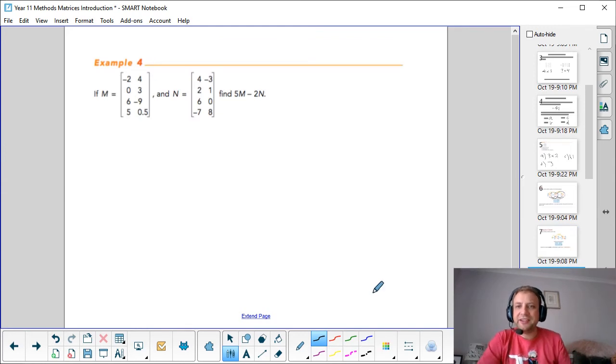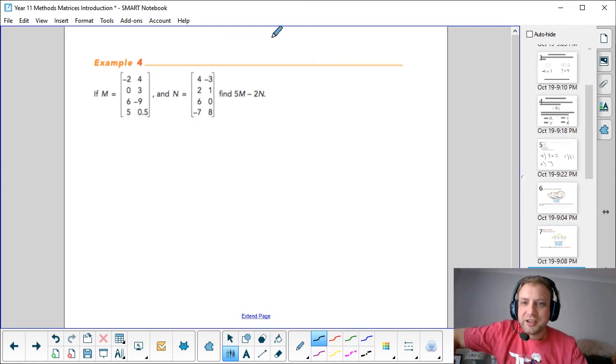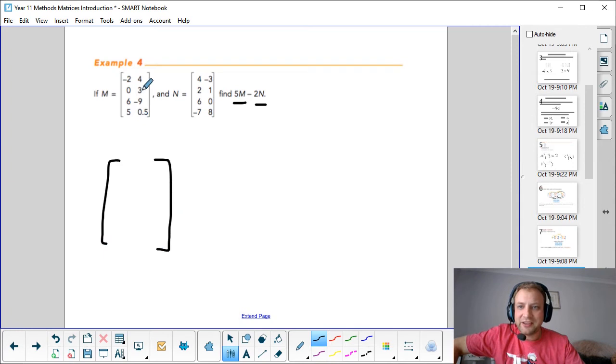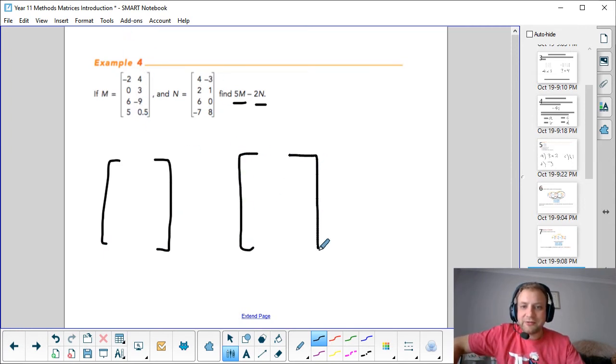So putting these ideas together shouldn't trouble you guys too much. If you get asked to do something like this, where I've got 5 lots of M, take away 2 lots of N, following BODMAS, like always, we've just got to do the multiplication before we subtract. So what you'd be asked to do is multiply everything in this first matrix by 5 and everything in this one by 2, and then subtract them from each other. So we'll try and do this as fast as we can.